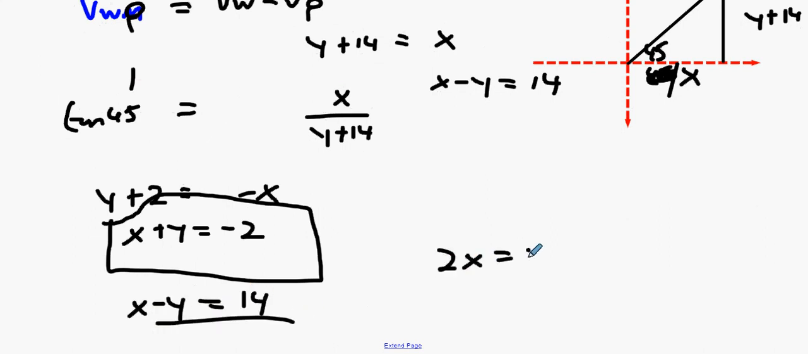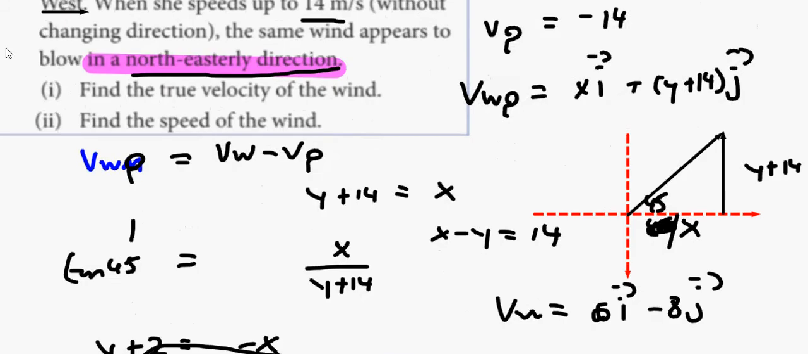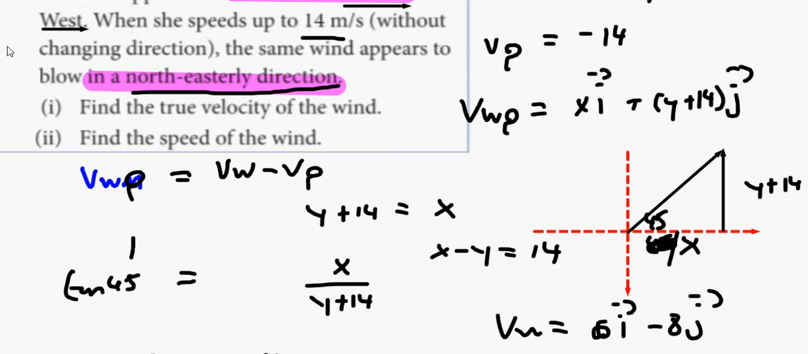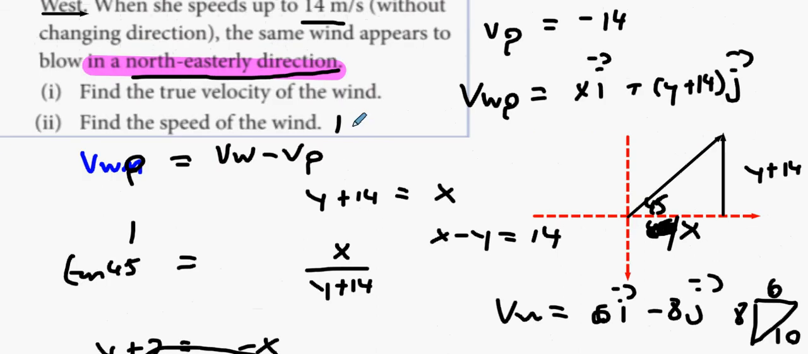2x equals 12, x equals 6. And if x equals 6, what does y equal? Minus 8. The true velocity of the wind was 6i minus 8j. Does it want anything else from me? It wants the speed, doesn't it? How do you get the speed? Pythagoras' theorem, 6, 8 and 10. The speed is 10 kilometers an hour. Okay, have a pop at a question too.